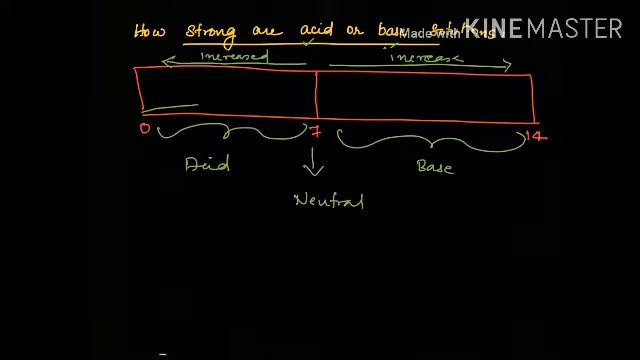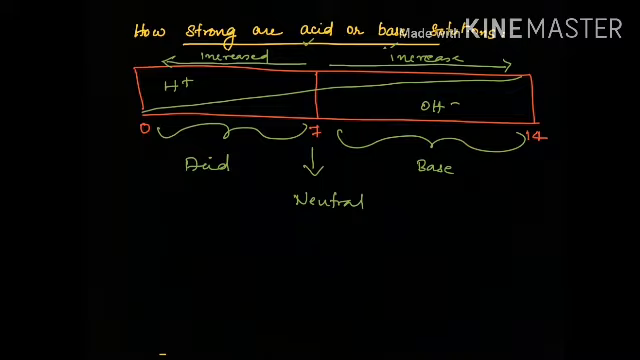I hope you remember the graph that I told you, right? So here it is OH minus ions, here it is H plus ions. Here is one more thing you need to keep in mind. When you look at this graph, you can see that this is a base, because it contains more OH minus ions, but still it contains some amount of H plus ions also. The basic solution also contains some amount of H plus ions, but the amount is very less.